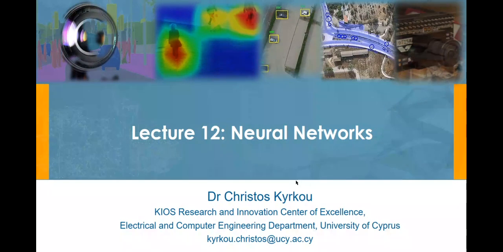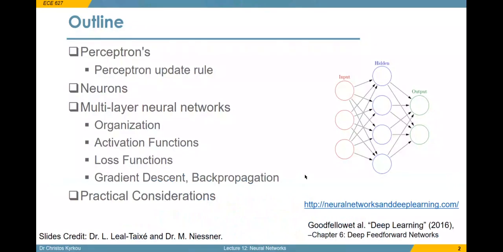So today we will see basically the Perceptron, which is an early attempt at a learning machine, and it's the predecessor to the neuron, which is used in the neural network, and also how we can use neurons to form multi-layer perceptrons or multi-layer neural networks. We'll have a look at their organization, the activation functions that we use in neural networks.